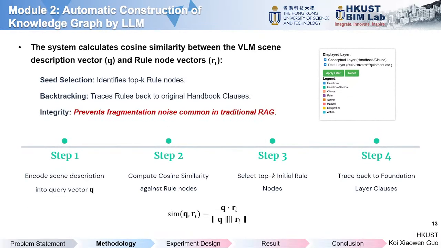And here is the method of how we do the retrieval. We first calculate the cosine similarity between the user query vector and the rule vector, and then we select the top k initial rule nodes, and then we trace back from those rule nodes to the foundation layer clauses, that is the clause node in the data layer.